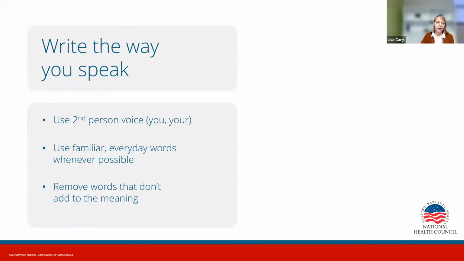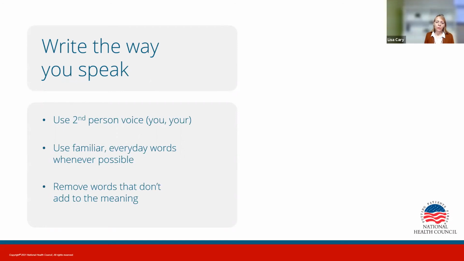What I was talking about a little while ago, writing the way you speak. So to have this sort of conversational tone, using second person voice, such as you and your in your writing, using familiar everyday words, such as body parts. We would say, for instance, the first time you use the word urine, put P in parentheses behind it, because that's the way people think of it in real life.